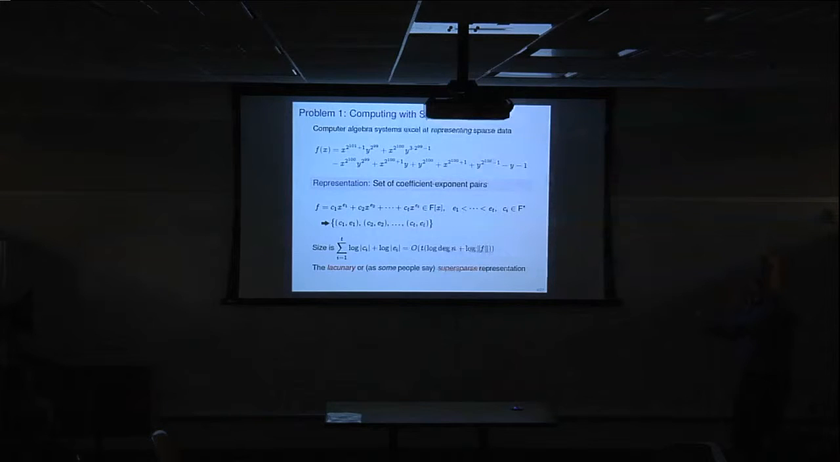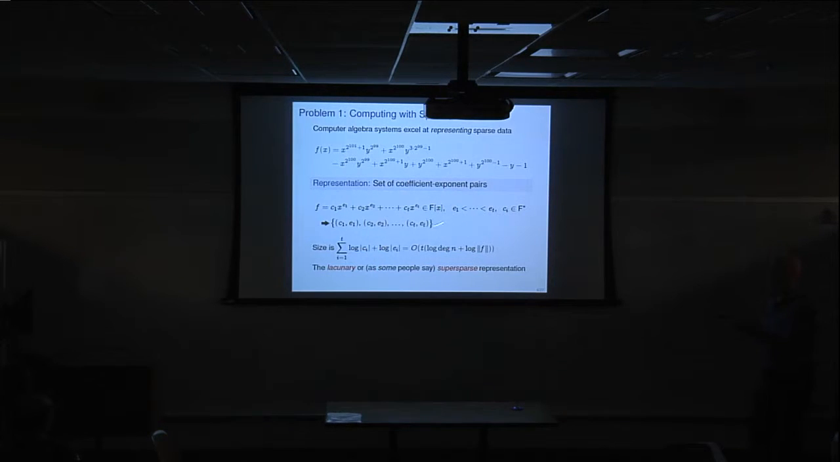Keep it simple: a univariate polynomial as coefficients and degrees, coefficient, degree. A list of all the coefficients, a list of all the degrees. What's the size of that? The size of that is going to be the sum of the logs of the coefficients, assuming these are integers.